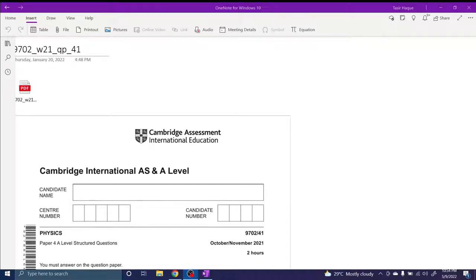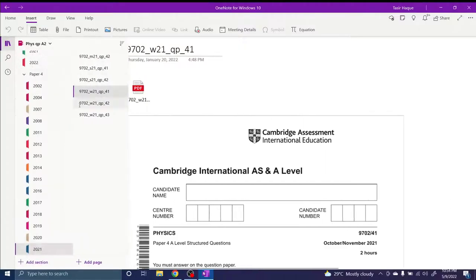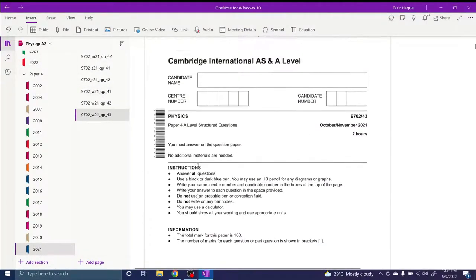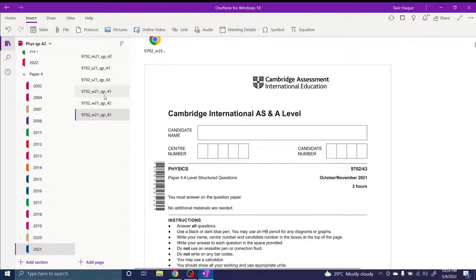We're solving October-November 2021, variant 419702, variant 41 or 43 today. It's the same variant actually, it's identical. So it's variant 41 or 43, it's the same.